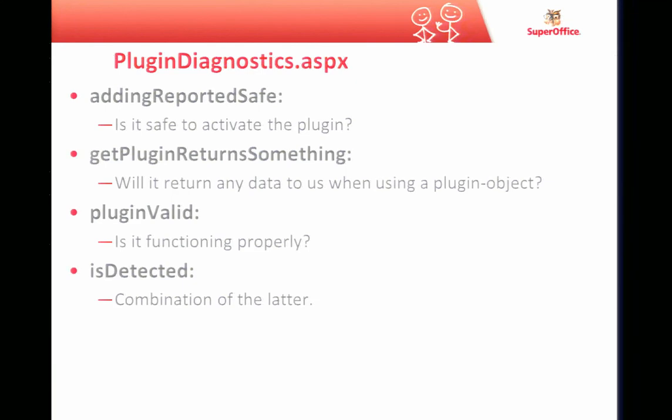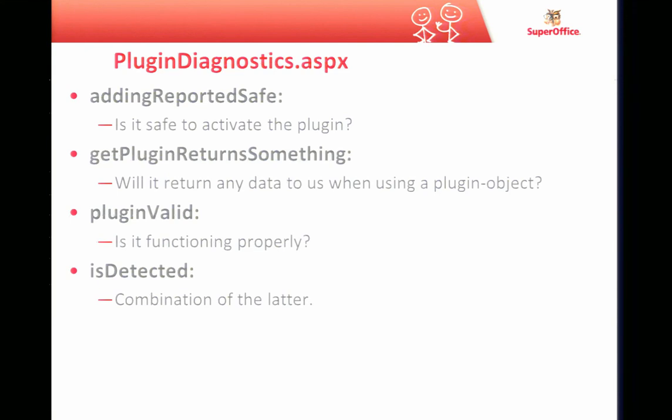Anyway, what you will see in this PluginDiagnostics.aspx is information about the components you have on SuperOffice. It will give you a state on, for example, add-in reported safe. It just tells you, is it safe to activate this plugin? Will it create problems with the browser? I guess that's about what you spoke about. It will give you all kinds of information. Some of it is relevant, some of it is not. The most important is, of course, is it detected? Is it active? Has it been installed?